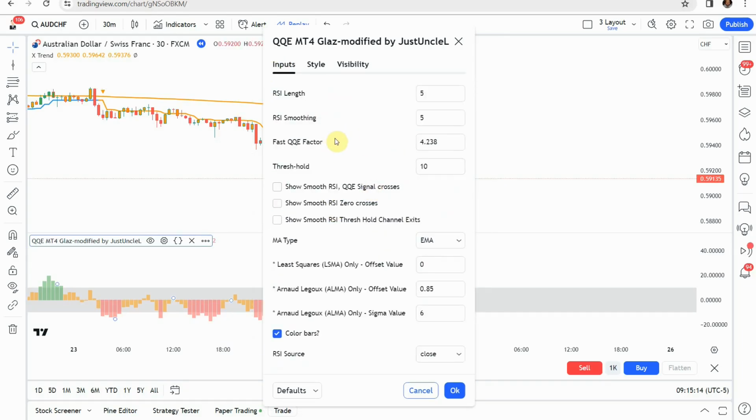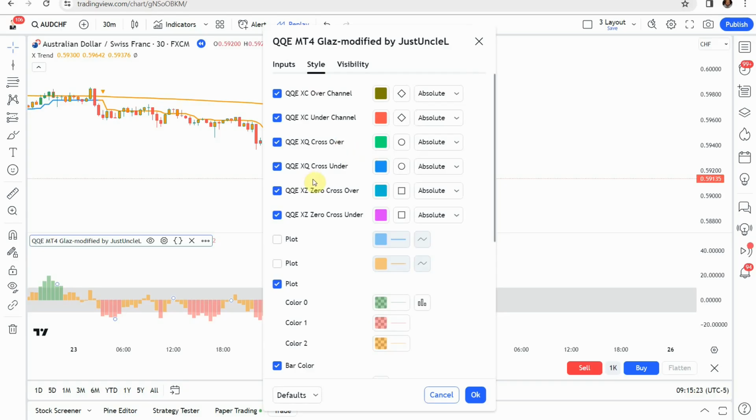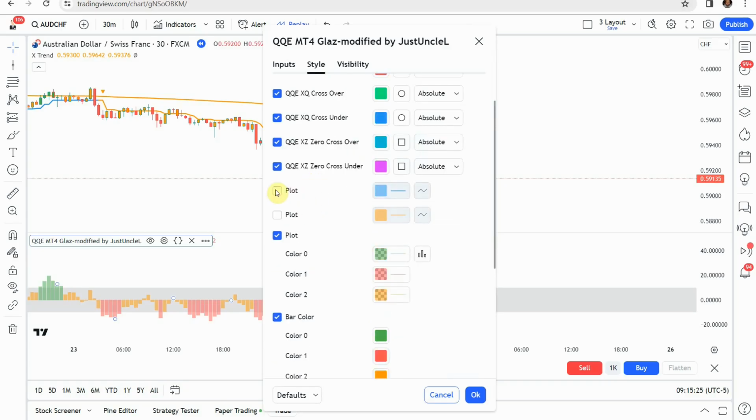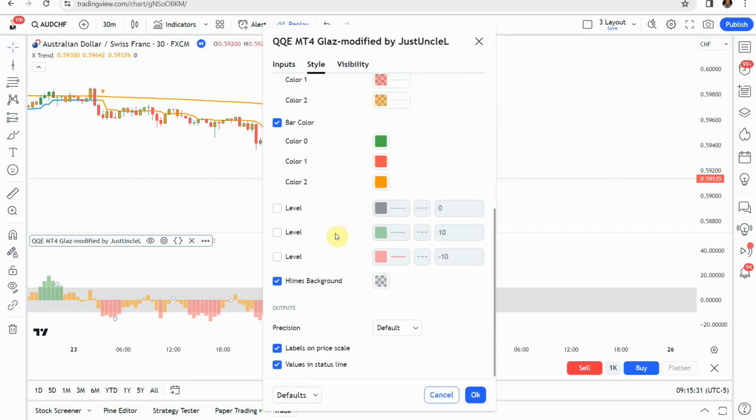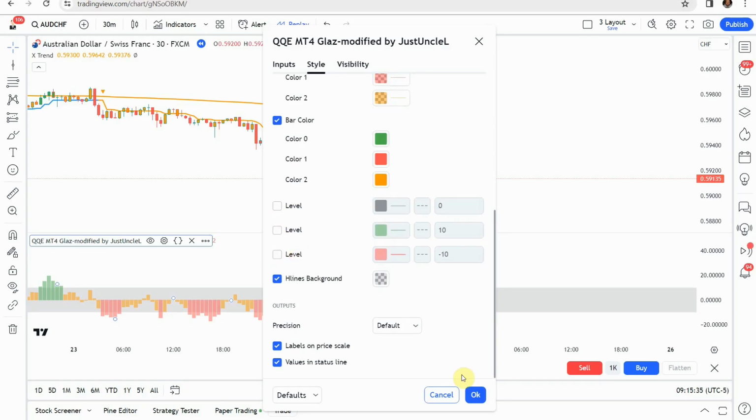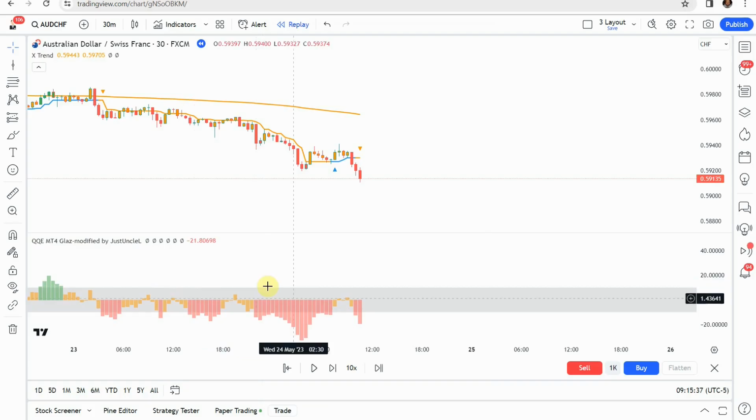First of all, let's go into the inputs, and we're going to change the RSI length to 5. That's going to be the input change. And then under the style, you're going to go down and uncheck this plot and this plot. You'll leave this one here on. Then you'll scroll down and you will uncheck these 3 levels right here. And that should give you exactly what you see here on the screen.